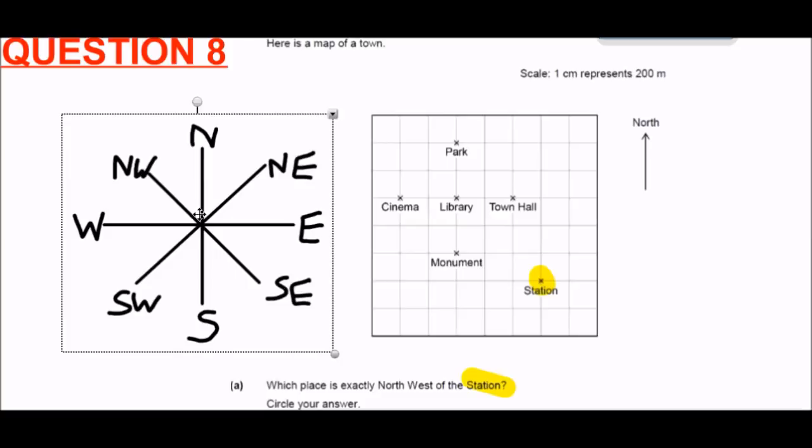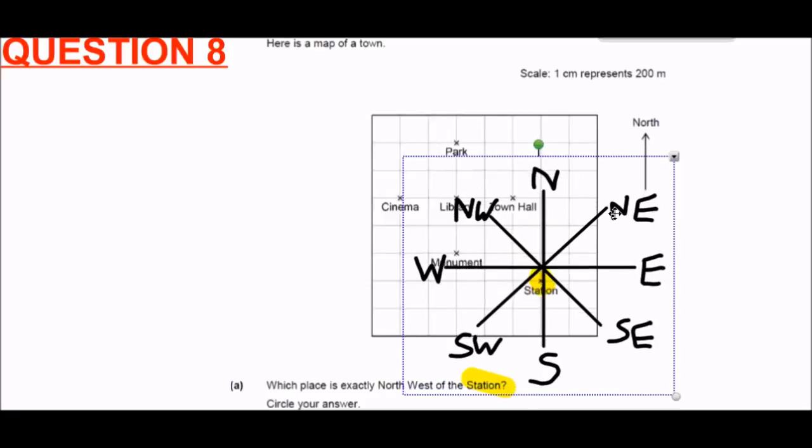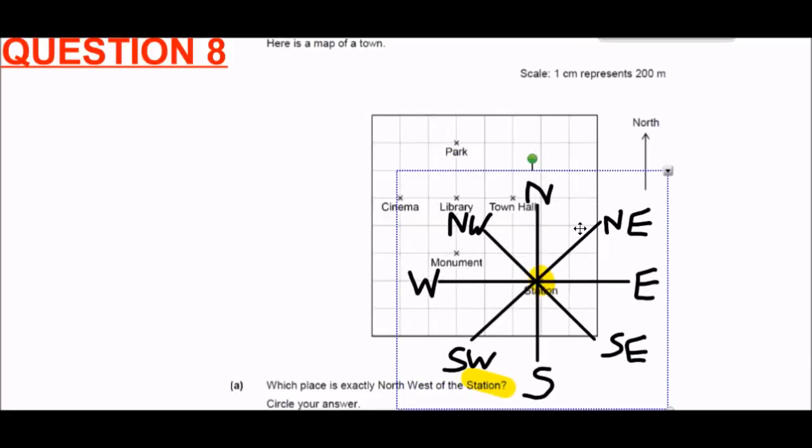And so northwest of the station means from the station, which is facing up and to the left of it. What we can do is superimpose this compass over the diagram, put it on top of the station, then just have a look which area of the map is looking northwest of the station. So northwest is this sort of general direction. So exactly northwest of the station, what would we hit? We'd run into the library. So the library is what is northwest of the station.